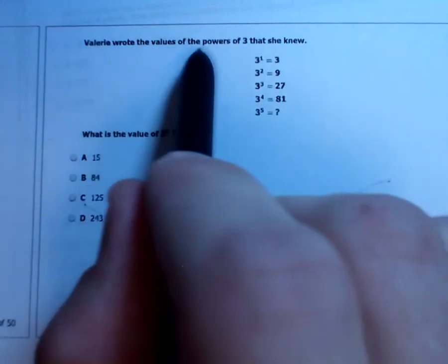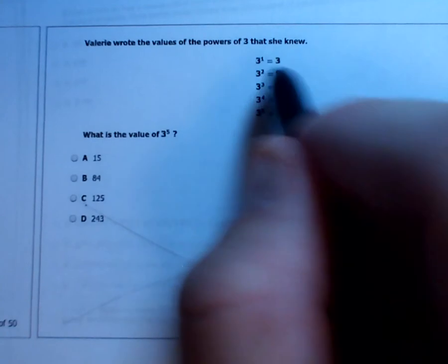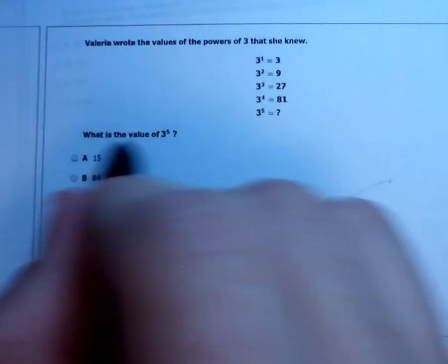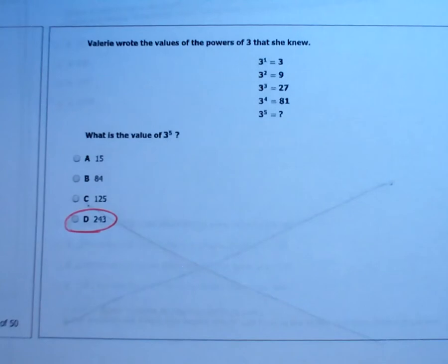Valerie wrote the values of the powers of 3 that she knew. So 3 to the first power is 3, 3 to the second power is 9, and so forth. So what is the value of 3 to the 5th power? Well, that's a Desmos question. 3 to the power of, so A to the B button, and then 5, right? There we go, equals 243. The end. Back in the day, they had to use this calculator to do it.